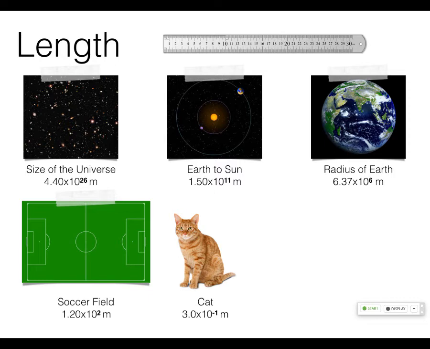How about a fly? No, let's say on the order of a millimeter. So a millimeter is 10 to the what? 10 to the negative 3. So a fly is on the order of 10 to the negative 3, 10 to the negative 2. Okay? How about a virus?